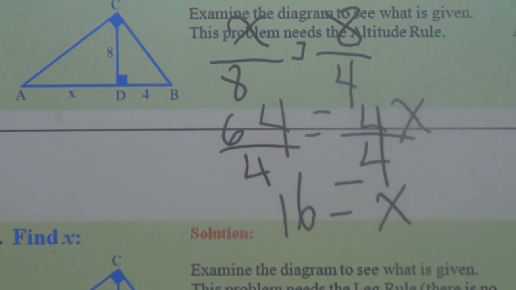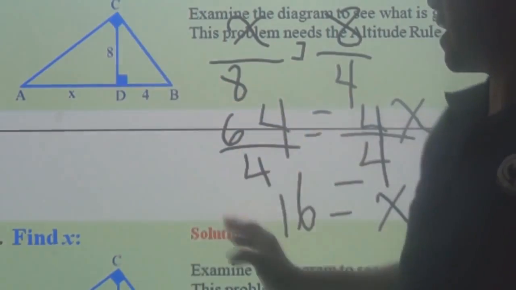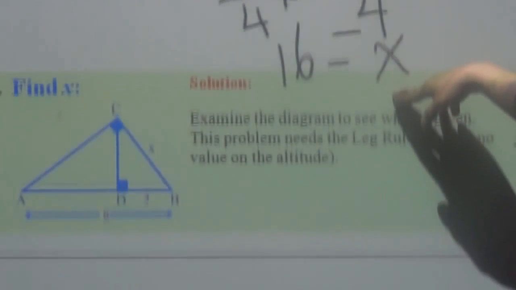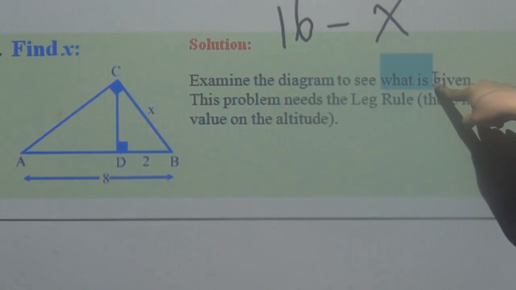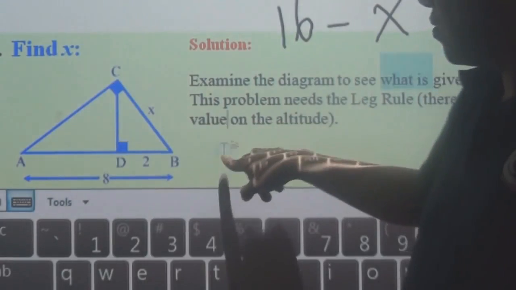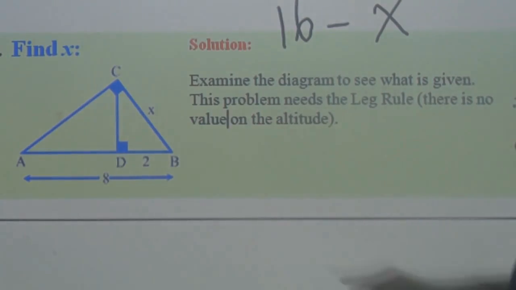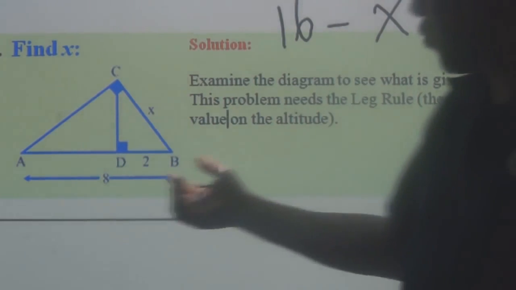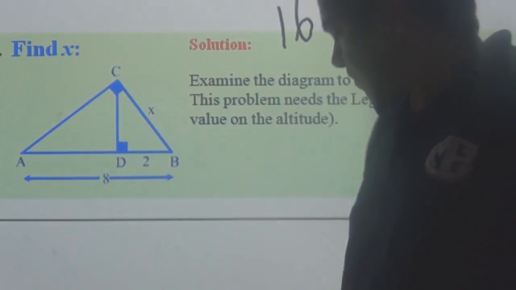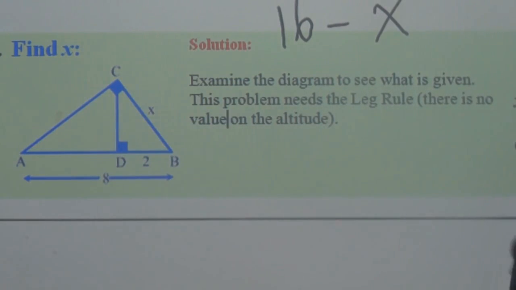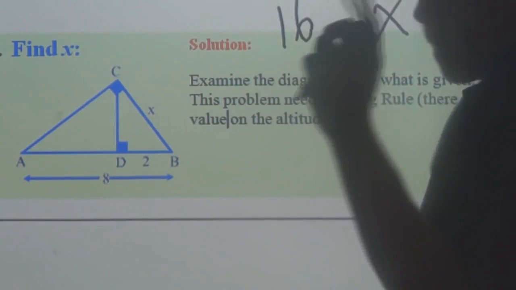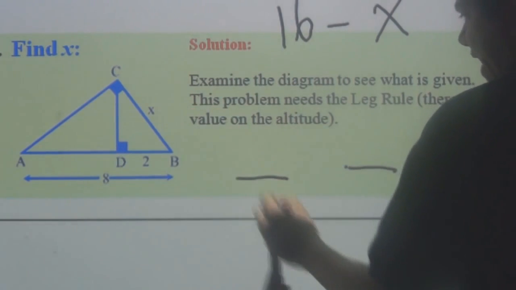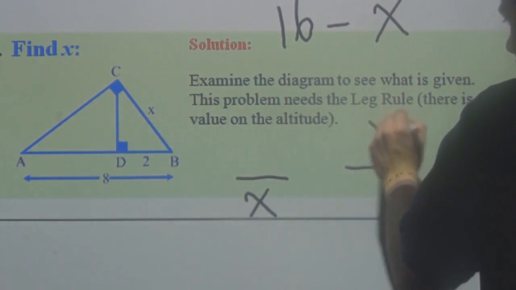All right then. If they give you the altitude, then you could use the altitude theorem, using the segments of the hypotenuse. If they give you a leg, I'm assuming I'm going to use the other theorem that has to do with the projections. The leg becomes the mean proportional. Therefore, when I do my fractions, the leg goes here. So this is going to be x and this is going to be x.